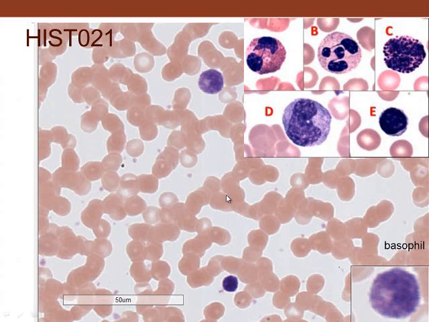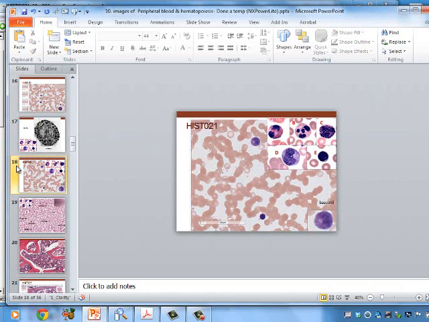If we look at these again, this is a basophil with the dark blue granules, and the granules are big, kind of like what you see in the eosinophil, except they're blue. And so if we take a look at this specimen, we can see the basophil.